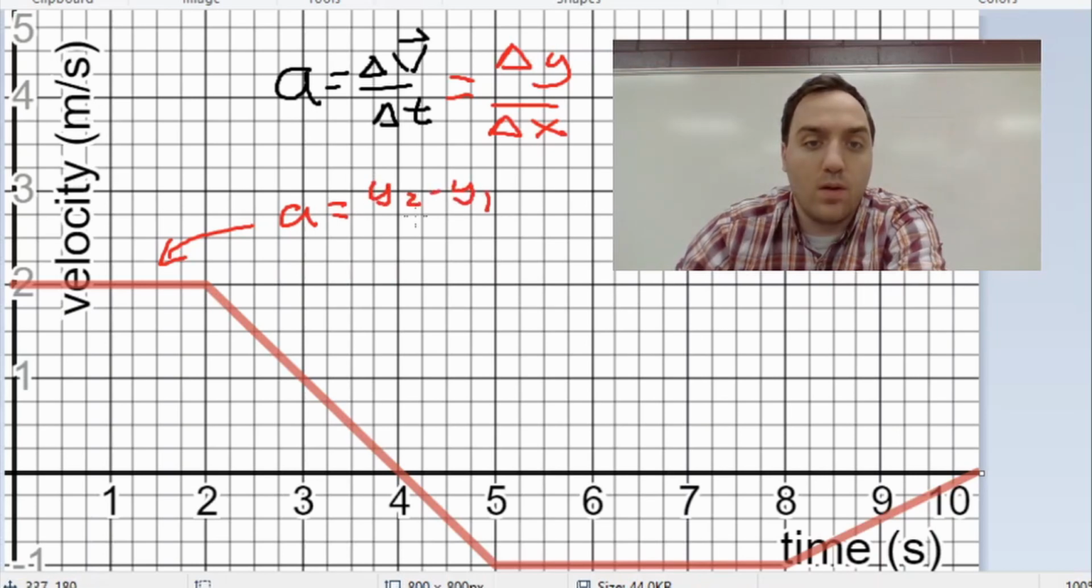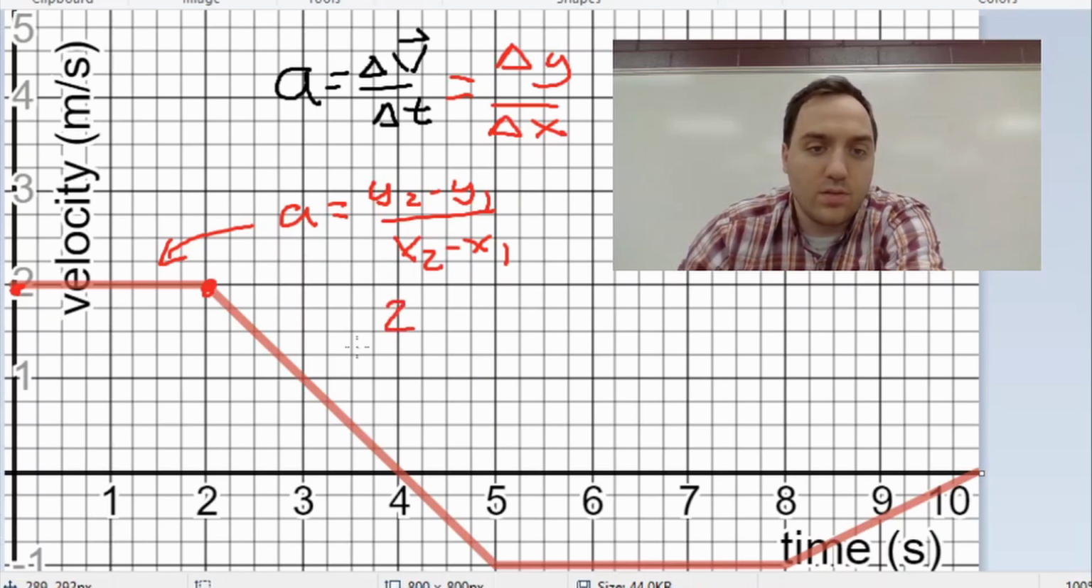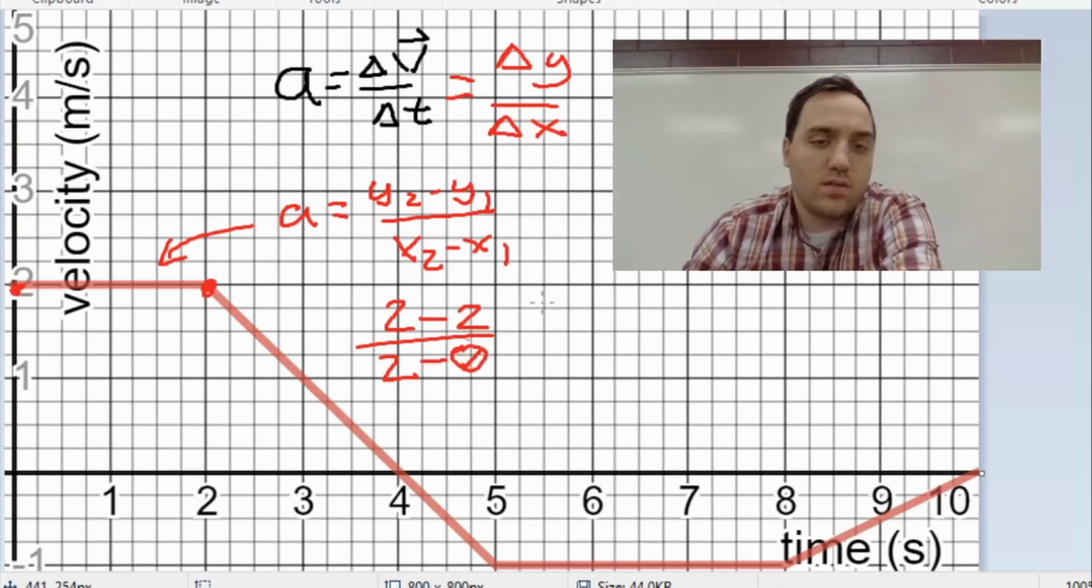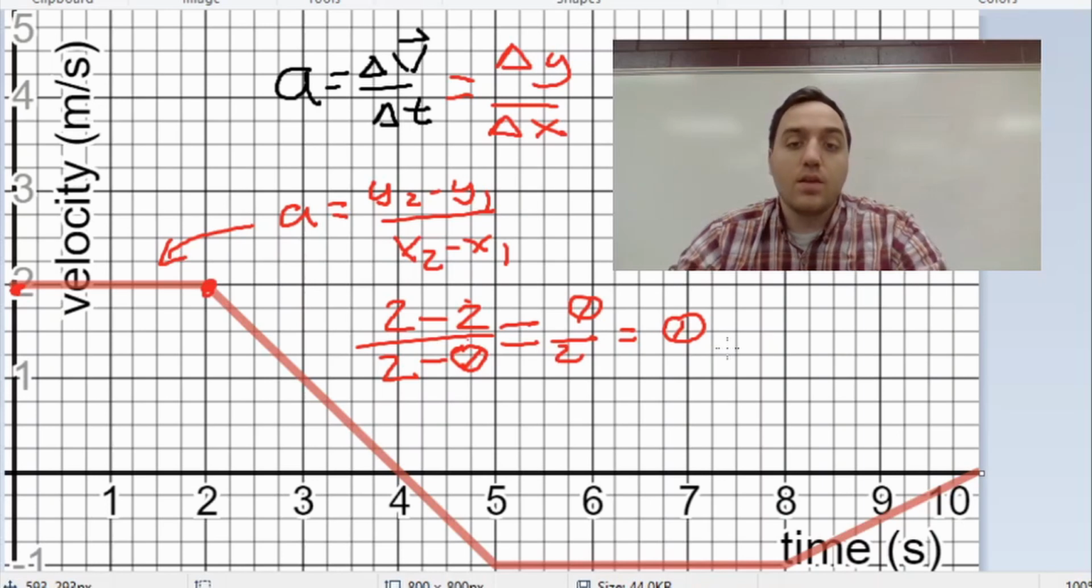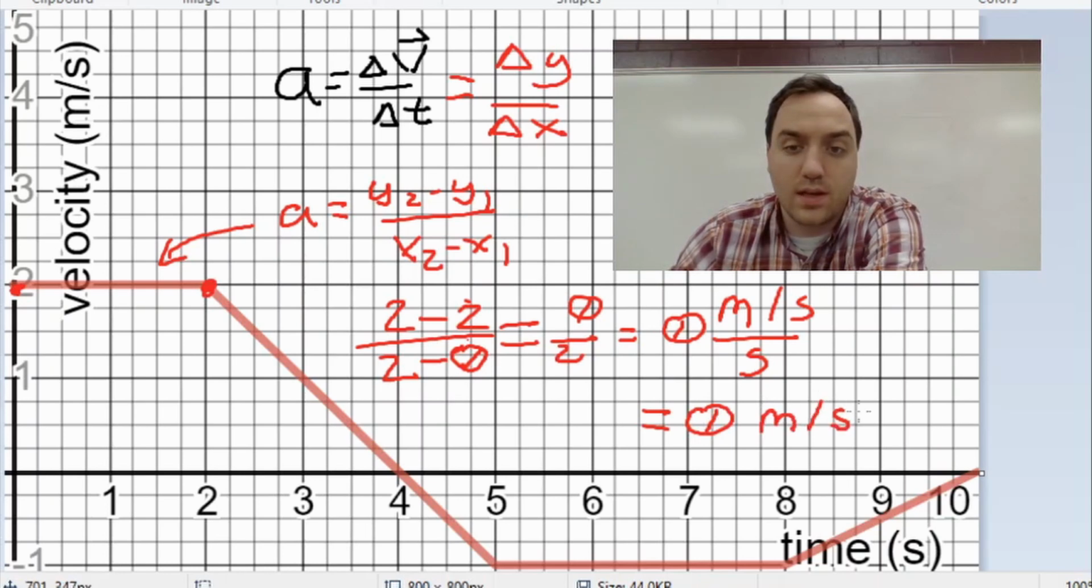y2 minus y1 over x2 minus x1, which I can just use the endpoints here and here and plug them in. This point is 2, 2, so I'd put in 2, 2, minus 0, 2. In this case, that gives me 0 over 2, which is still 0, and the units for this would be then meters per second over seconds, which would then simplify to 0 meters per second squared.